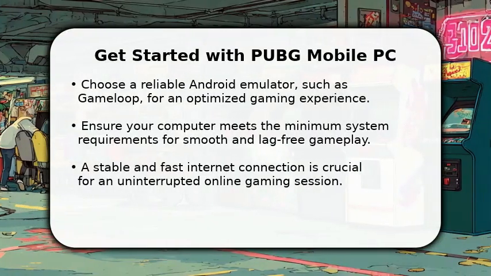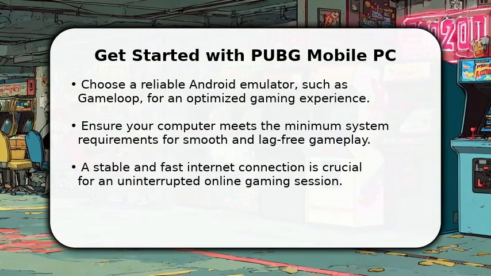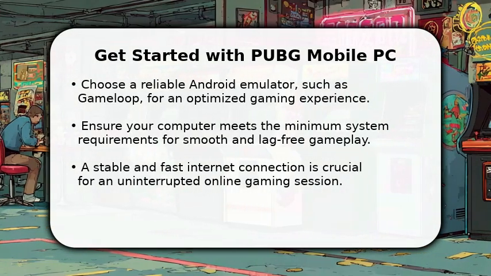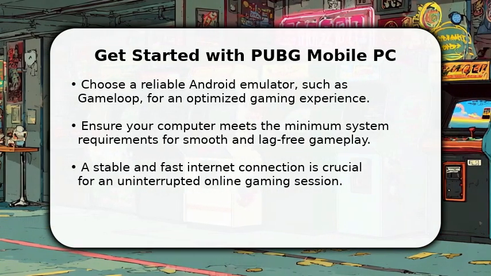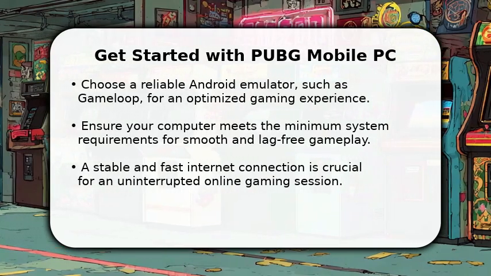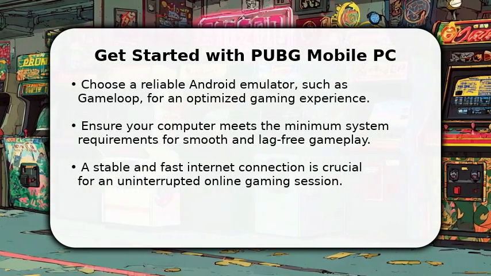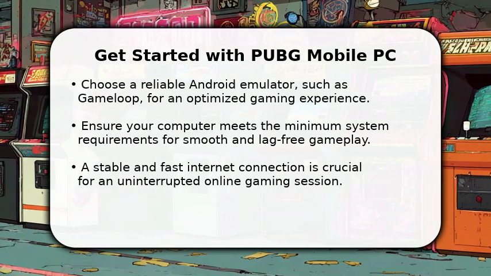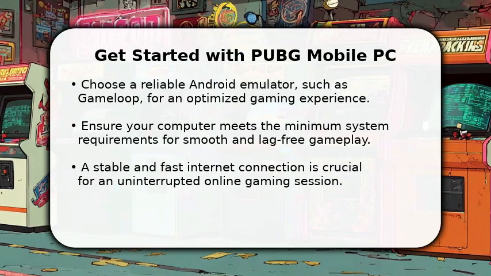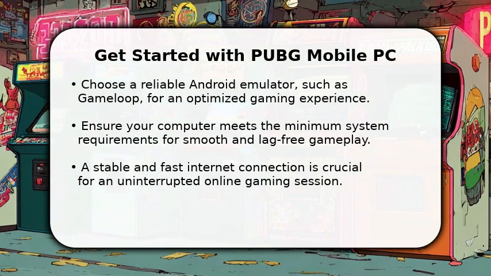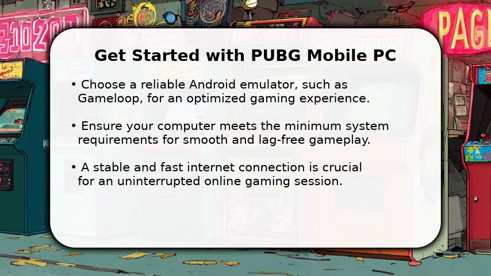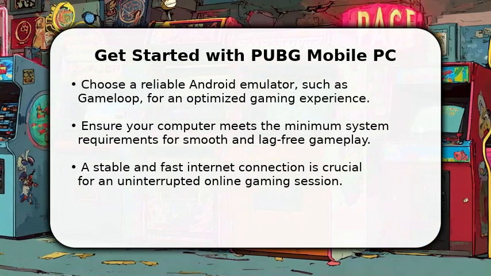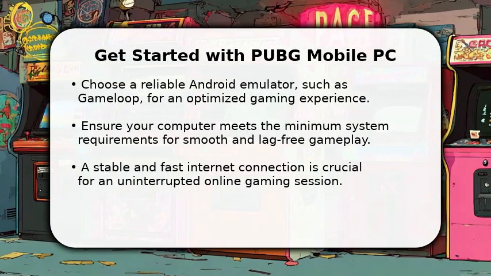In this video, I will explain how to play PUBG Mobile on PC. First, select a trusted Android emulator like GameLoop, which is specifically designed for mobile gaming on desktop. Make certain your computer system meets the recommended specifications for a seamless experience. A powerful processor, at least 8 GB of RAM, and a dedicated graphics card will significantly enhance your gameplay. Remember, a robust internet connection ensures there are no frustrating disconnections while you play.